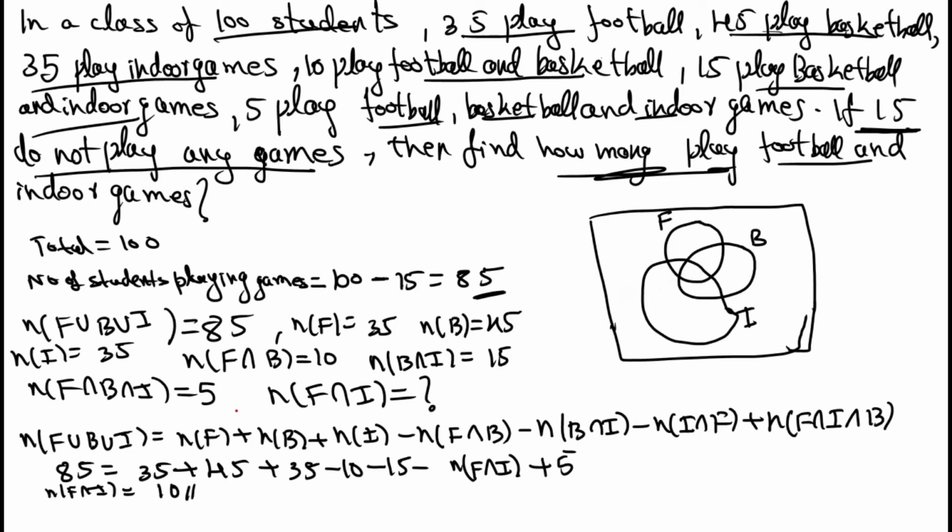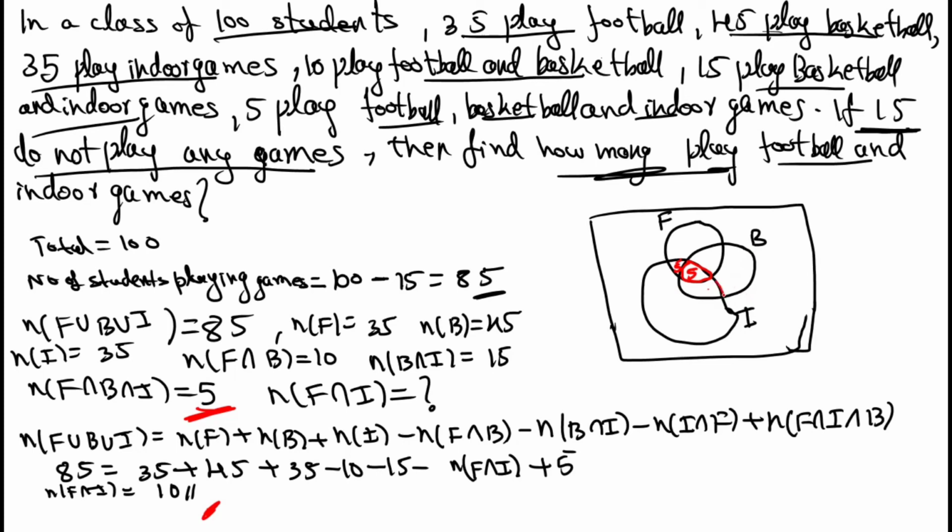First, fill in the intersection part. The given data 5 is the intersection part for all three sets, where F, I and B all come together. Its value is 5. After that, this part is for F and I. What is F intersection I? You're getting 10 here, but already 5 is there, so 5 is remaining.